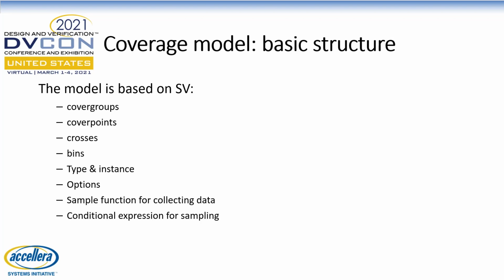Since the coverage model is based on SystemVerilog, it's natural that it is defined using cover groups, cover points, crosses, and bins. Cover group types and instances are both supported within the library alongside options, and they all work the same way as in SystemVerilog. Sample function and conditional expressions are used for collecting coverage data and to control whether sampling is done for a cover point. I will not go into details for all of these bullets as they are part of the FC4SC core library and were presented at DVCon U.S. 2019. So for today's topic, I will just focus on what's new. Regardless, I will show a brief cover group example to act as a refresher.